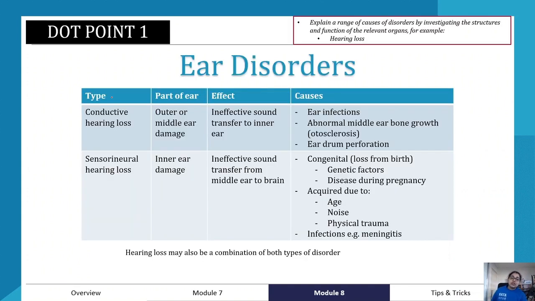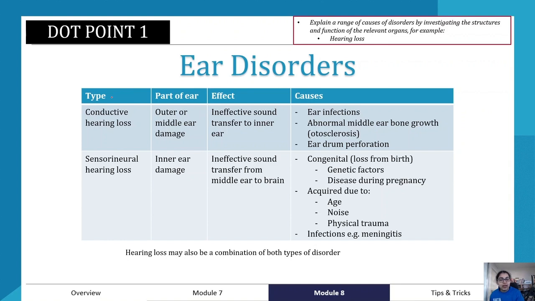So ear disorders, there are two types. There is conductive hearing loss, which is when there is damage to the outer or middle ear, and the effect is ineffective sound transfer to the inner ear. It's really important that you remember what part of the ear the hearing loss is in. So if it's the outer ear, that means the sound's just not going all the way through, but the inner ear is intact, right? And causes are ear infection, abnormal middle ear bone growth, so osteosclerosis, and eardrum perforation.